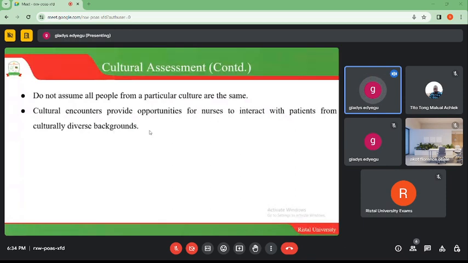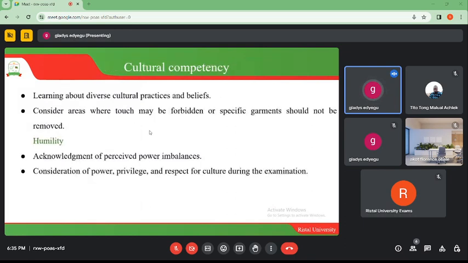Then cultural encounters provide opportunities for nurses to interact with patients from culturally diverse backgrounds. So when you look at cultural behaviors or the cultural aspect of it, culture is diverse. So in an organization, or when you're a health worker handling a patient, you should be able to handle patients in relation to their cultural diversities so that you can meet their needs and address their problems. So you don't put people as one.